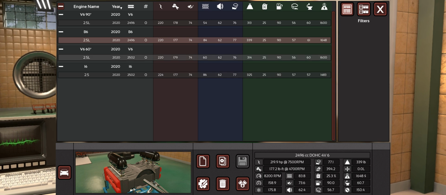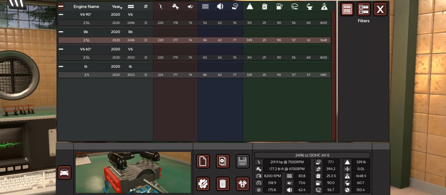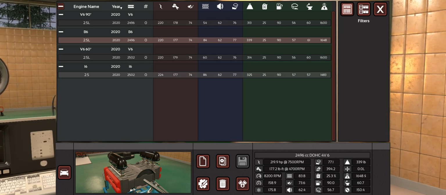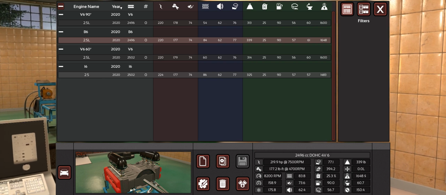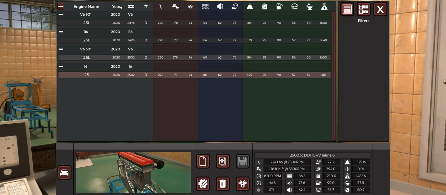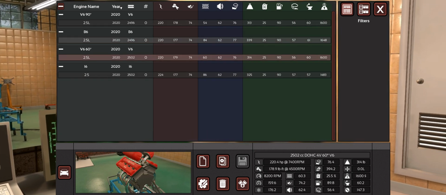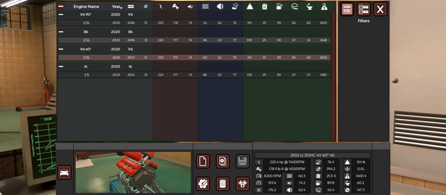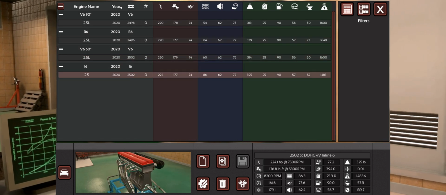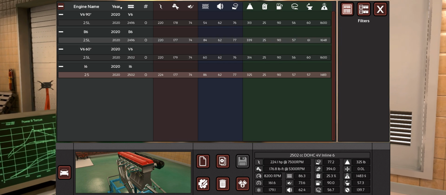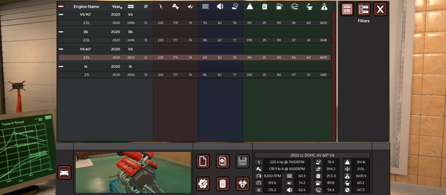So, what are the advantages to each in terms of power? And the answer is not much. There's no real difference between them. You can see the torque value varies by about 2, with the Boxer 6 and Straight 6 having the lowest torque value and the 60-degree V6 having the highest.